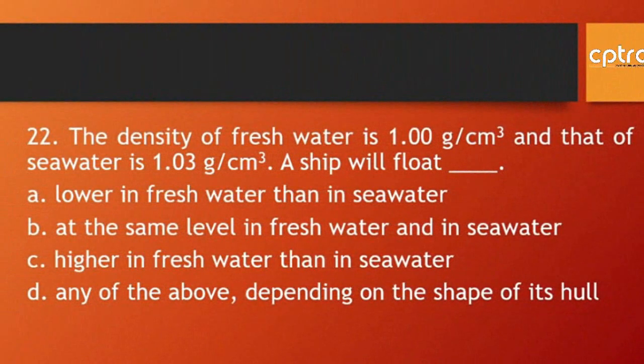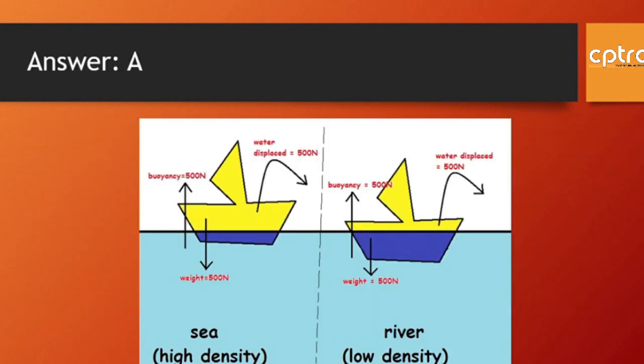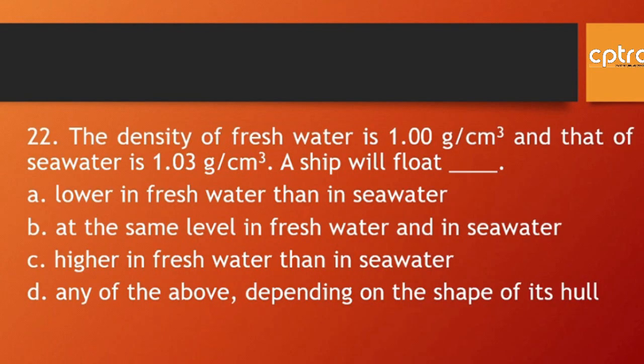22. The density of fresh water is 1 gram per cubic centimeter, and that of seawater is 1.03 grams per cubic centimeter. A ship will float. The answer is letter A, lower in fresh water than in seawater. The reason for this is no other than salt. Because of the salt dissolved in the sea, it has higher density than the river. So it is expected that the ship will float lower in fresh water than in seawater.